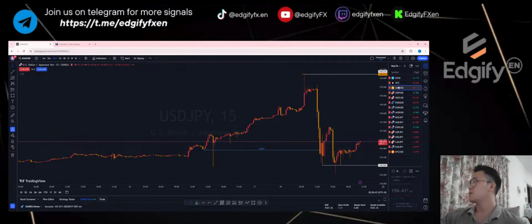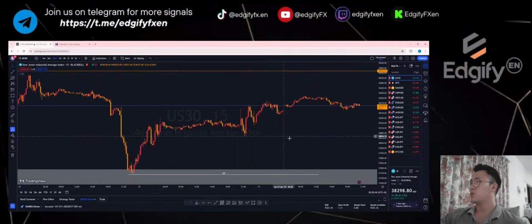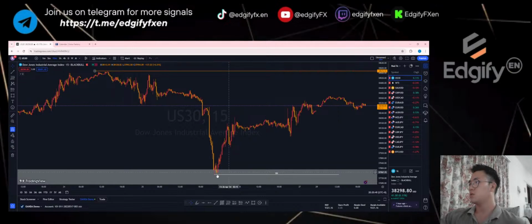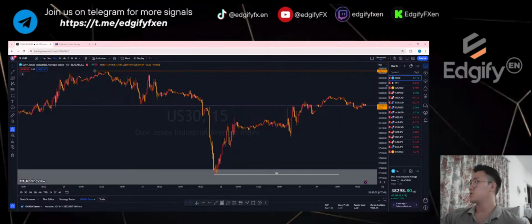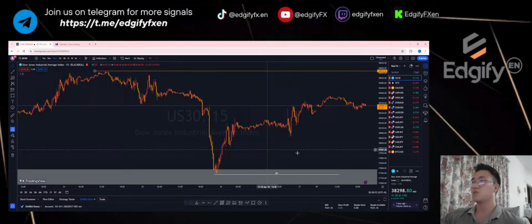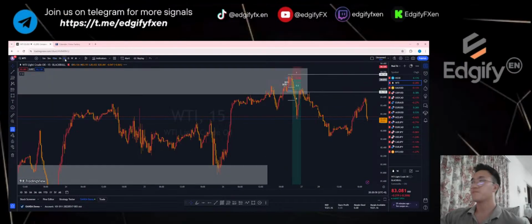Okay, so let's hop on to US 30. US 30, we did not have this liquidity being taken out, so we'll just leave it as it is because this one is already upwards. And then we have WTI.